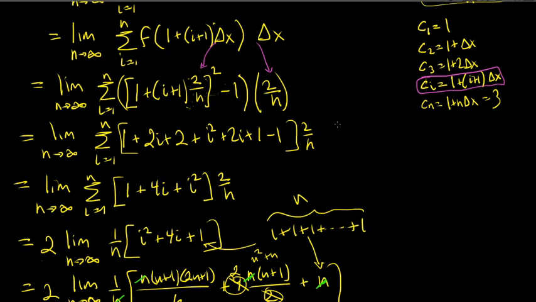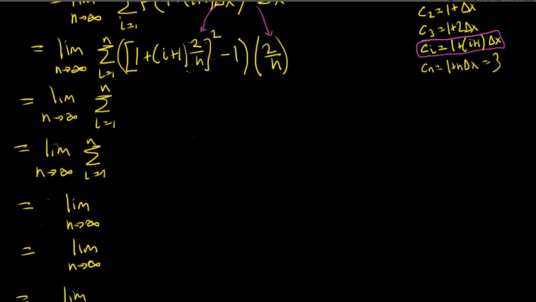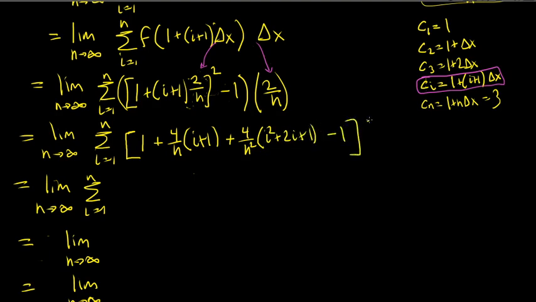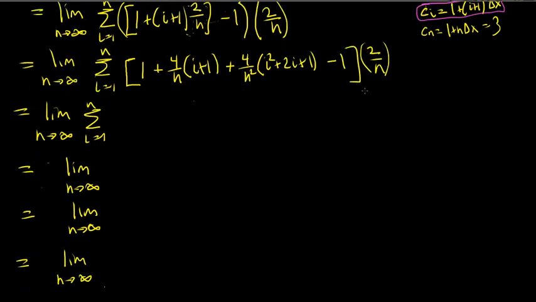All right, well, let's just start over. Let's do this again. Okay, so yeah, very easy to make that little mistake there. All right, so this is still in the brackets here. 1 squared is 1, and then we get 2 times this, so you're going to get 4 over n times the i plus 1, and then you're going to get 4 over n squared times i squared plus 2i plus 1, and then minus 1, and then another factor of 2 over n.